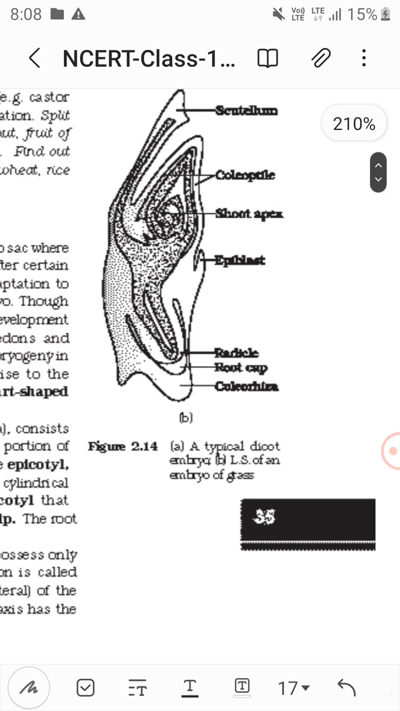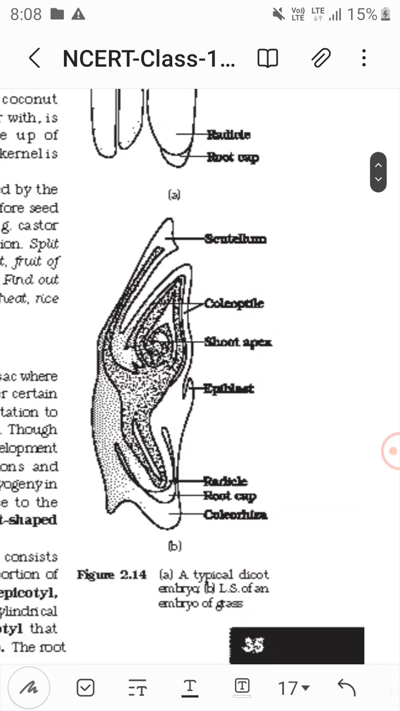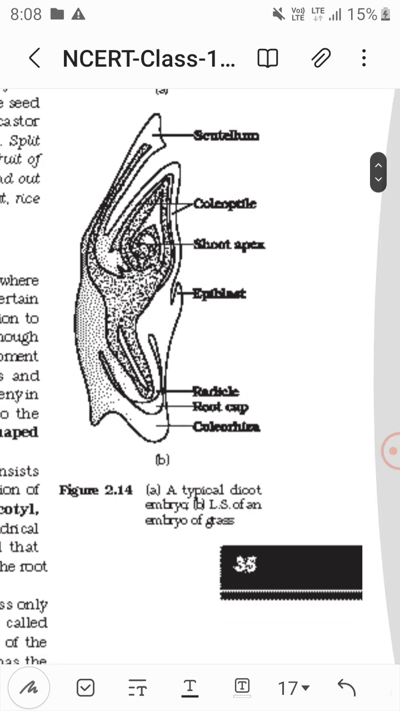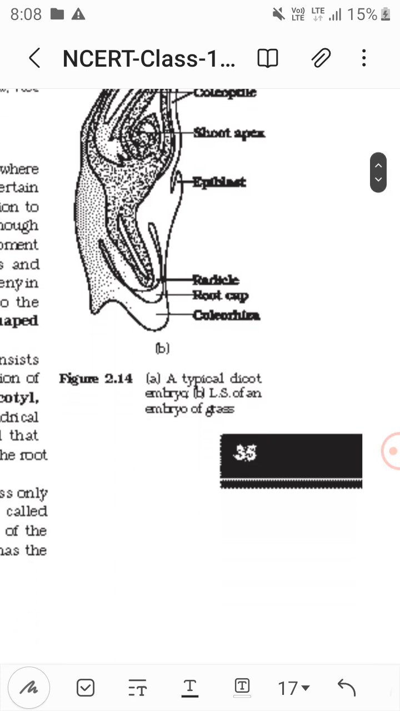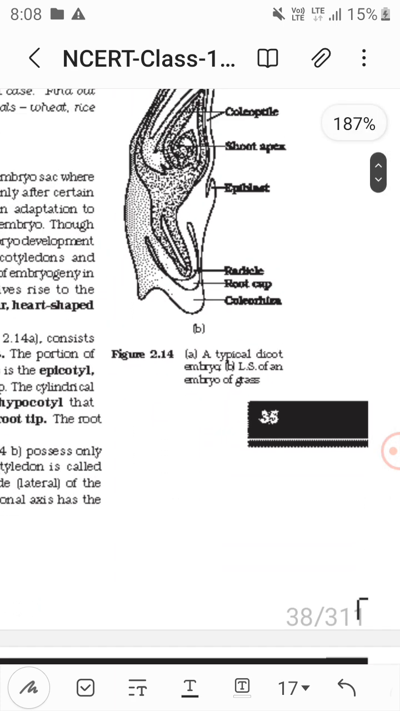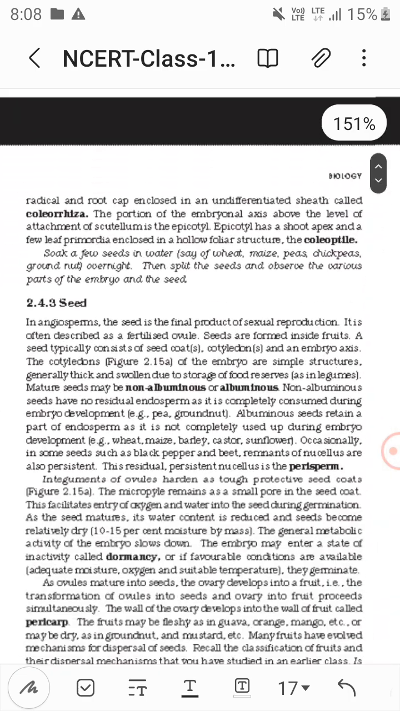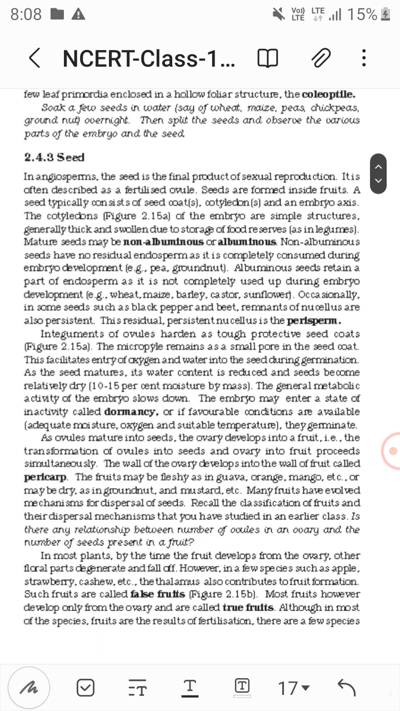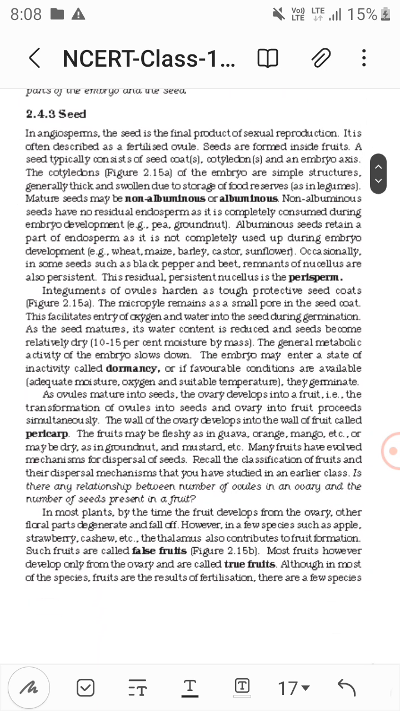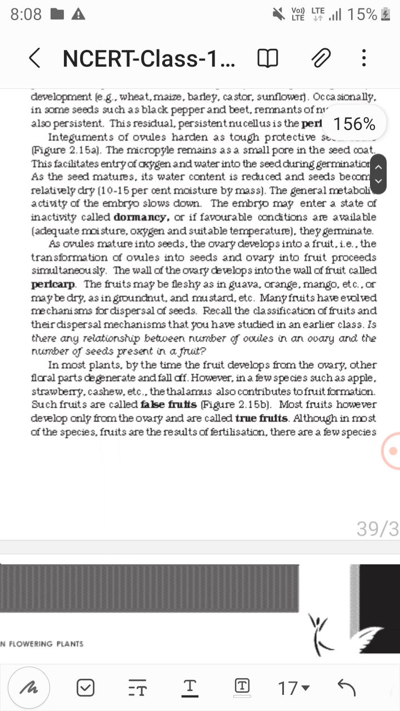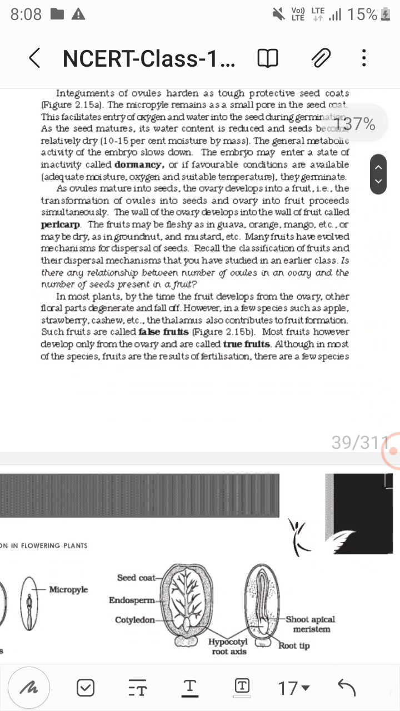cap. In second diagram, LS of the embryo of grass, the scutellum, coleoptile having shoot apex, epiblast, radicle, root cap, and coleorhiza and coleoptile. Seeds are non-albuminous or albuminous. There is perisperm, dormancy, pericarp, it is fruit wall, then false fruit, true fruit.